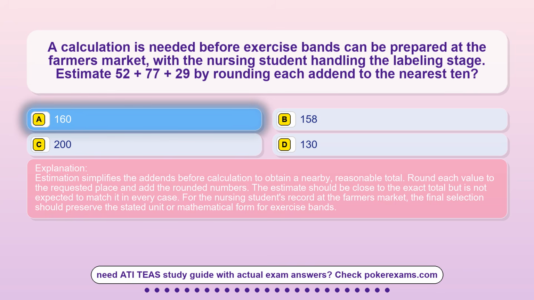Estimation simplifies the addends before calculation to obtain a nearby, reasonable total. Round each value to the requested place and add the rounded numbers. The estimate should be close to the exact total but is not expected to match it in every case. For the nursing student's record at the farmer's market, the final selection should preserve the stated unit or mathematical form for exercise bands.